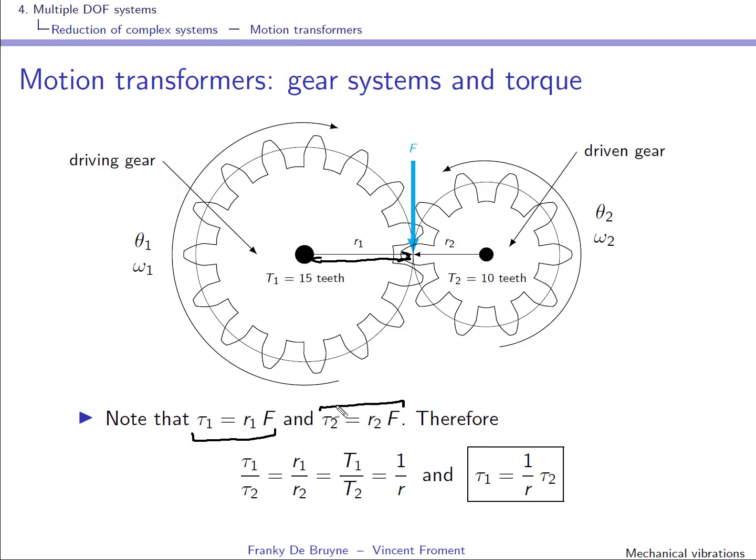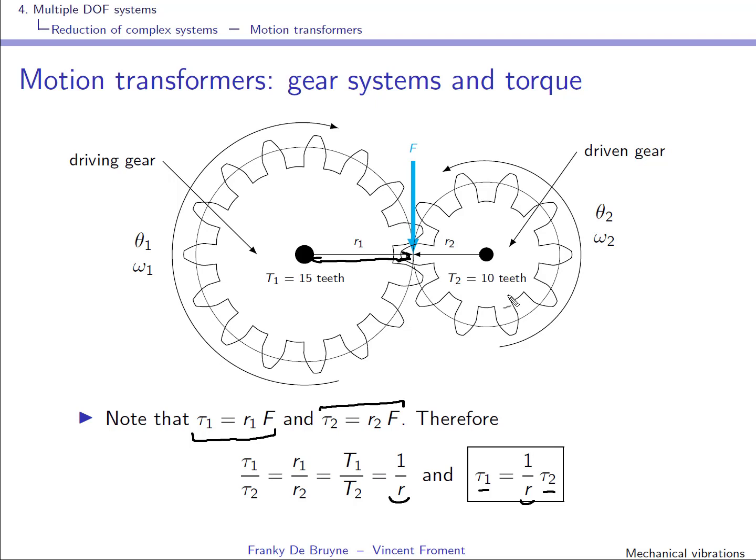So if we look at the ratios of the torques now, and it's again driving over driven, you see that it's the ratio of the radii, the one of the driving gear and the one of the driven gear. Of course, the ratio of the radii is also the ratio of the number of teeth, and you see that this is indeed 1 over r. So we have a relation now between the input and output torques, and the relation is 1 over r.